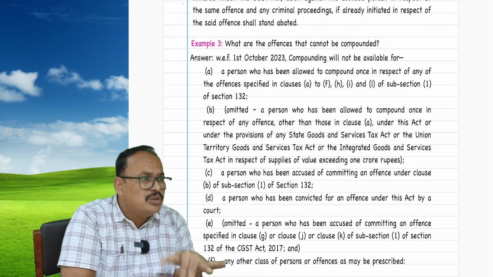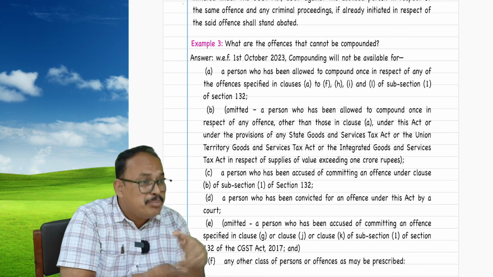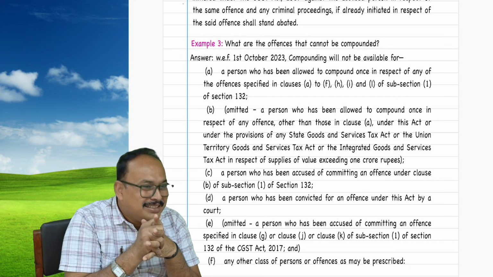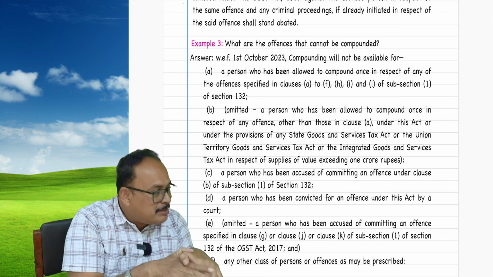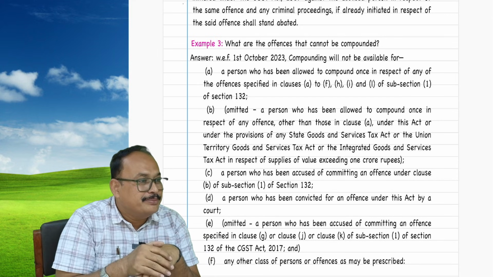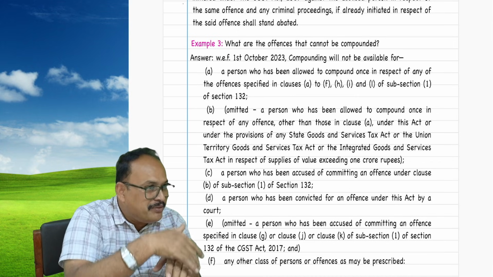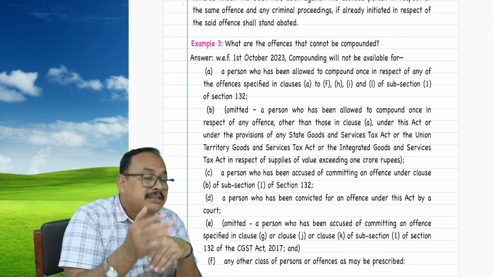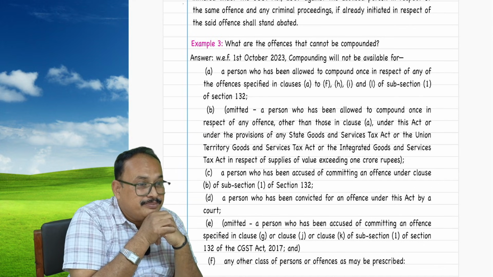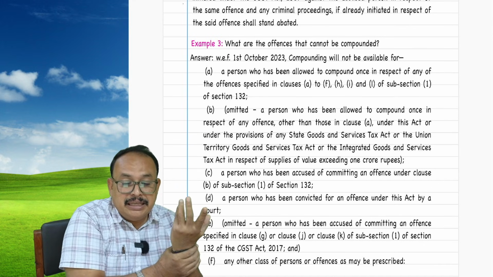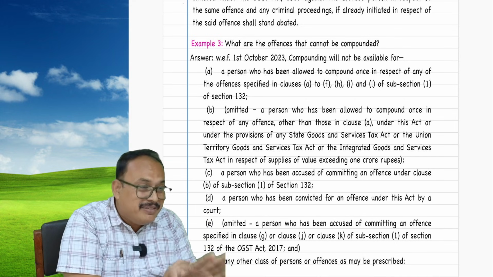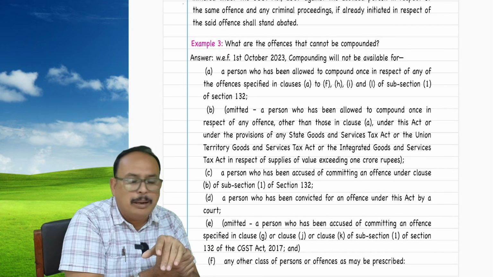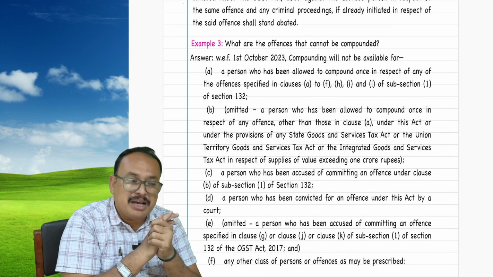No GST, no offense. Punishable with imprisonment, no compounding of offense. Is it clear? It is punishable with the penalty under 122, subsection 1, for issue of invoice without supply of goods or services: tax amount 100% or 10,000, whichever is higher. That's all. Thereafter, a person who has been convicted, meaning the offense is proved, cannot go for compounding of offense. This question has been asked in the examination.